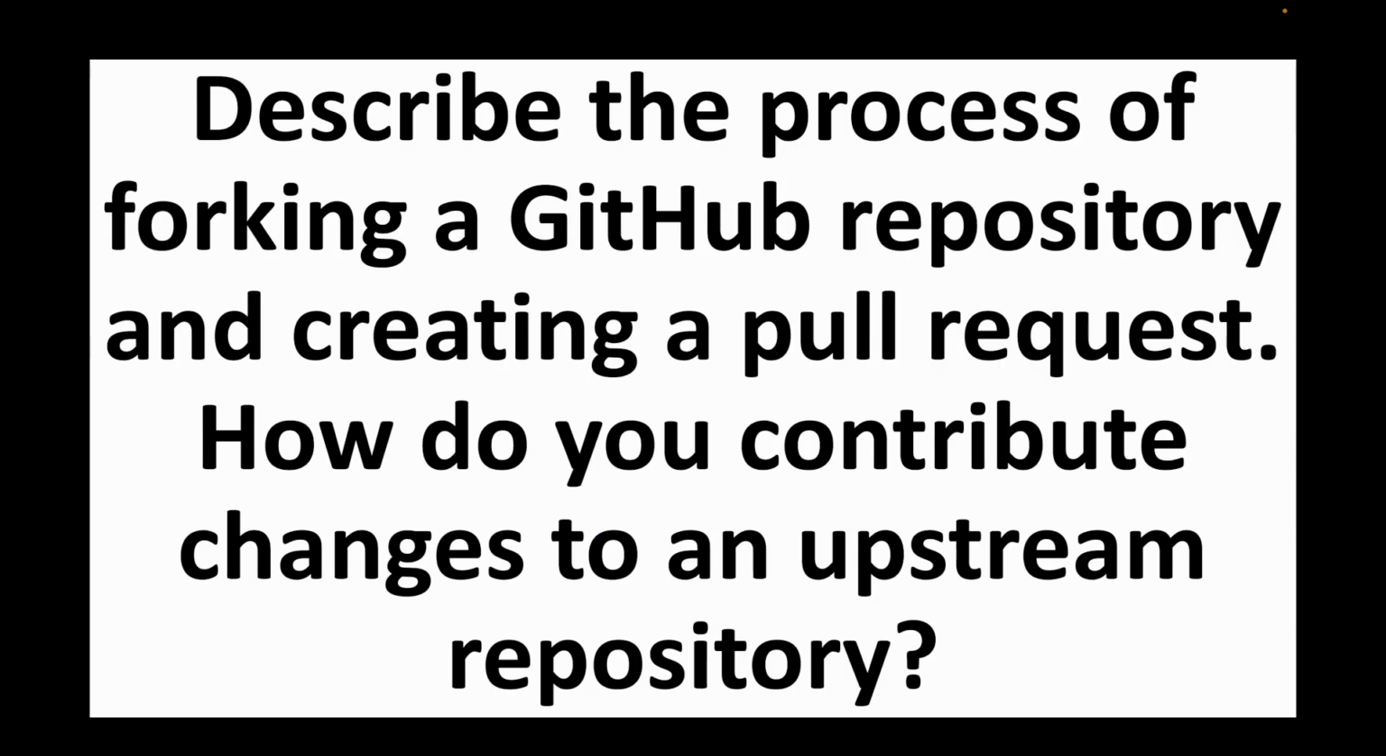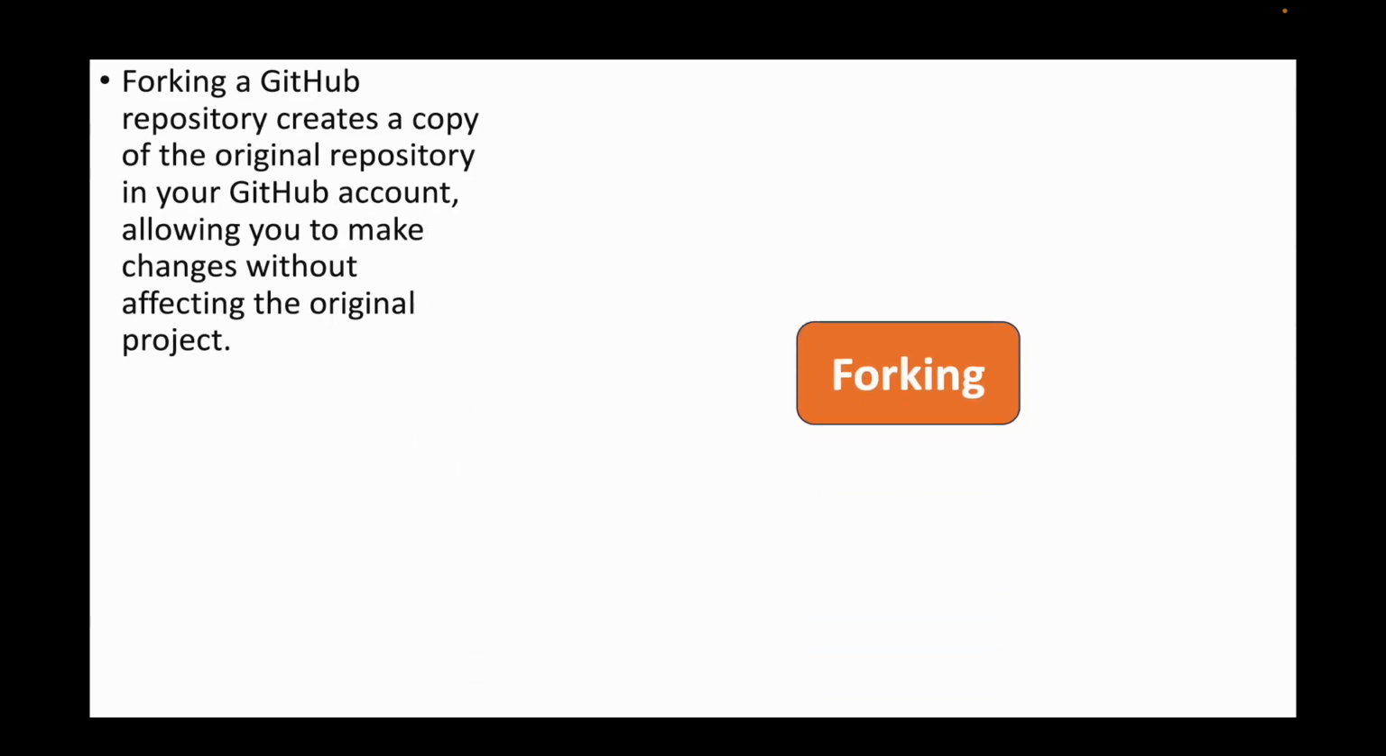The next question we have is, describe the process of forking a GitHub repository and creating a pull request. How do you contribute changes to an upstream repository? Now, forking can be used whenever you want to clone a repository from one GitHub account to another GitHub account. So this is simply creating a copy of the original repository in your GitHub account.